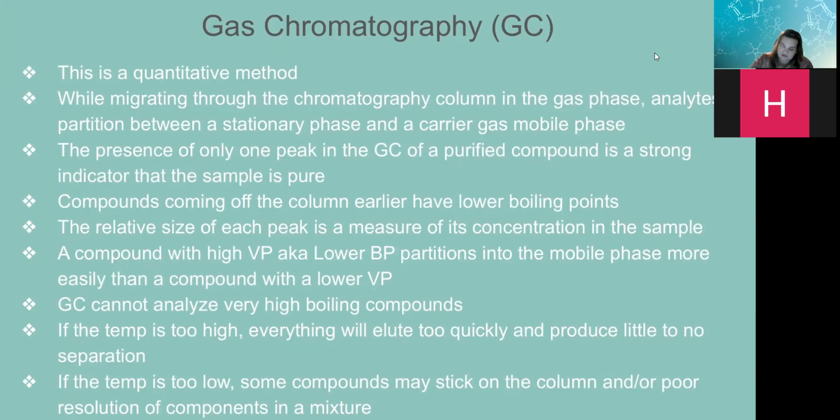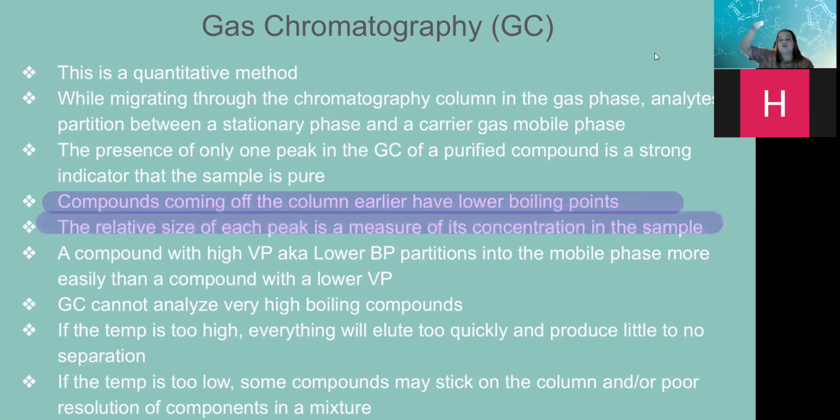Key things: compounds coming off the column earlier have lower boiling points. So when you're looking at a GC, all the way to the left means it's coming off first. Those are going to have lower boiling points. That's really all that matters. This is important as well: the size of the peak. The larger the peak, the more of that sample you have.